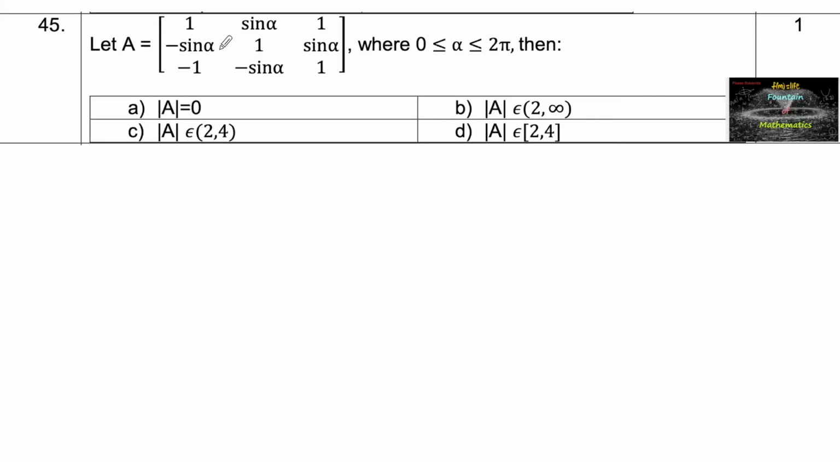Okay, let A be the matrix 1, sin alpha, 1; minus sin alpha, 1, sin alpha; minus 1, minus sin alpha, 1, where alpha lies between 0 and 2 pi, including both 0 and 2 pi. Then the options are related to the determinant. Let us find the determinant of matrix A.